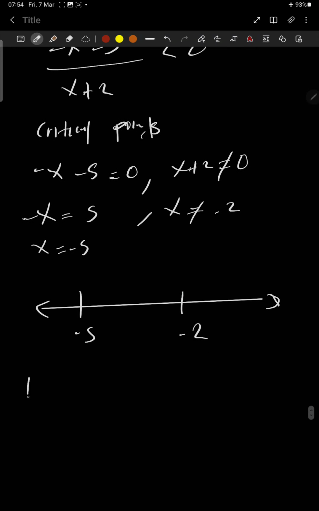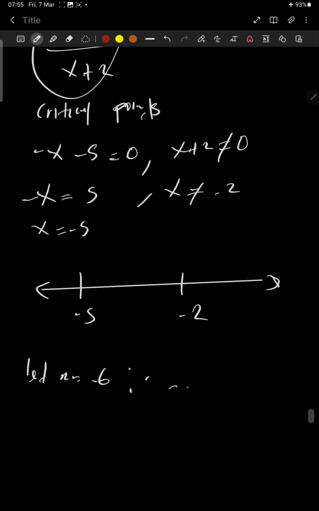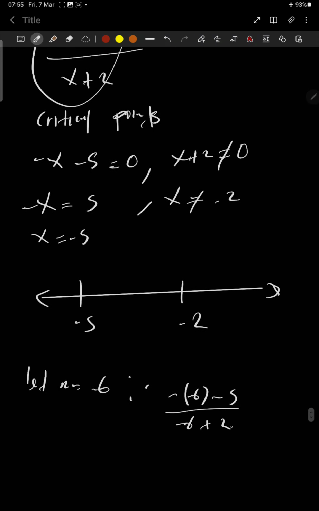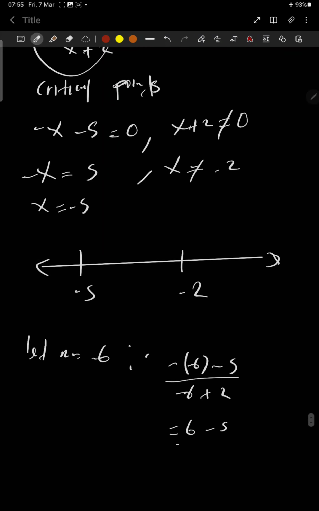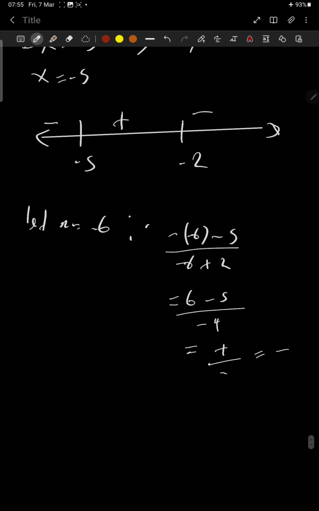So I'll pick a value which is less than negative 5. Let x be equal to negative 6. Okay. So I'm going to replace it where I took the critical points from. Negative 6 minus 5 over negative 6 plus 2. So this would be negative 6 minus 5 over negative 4. Then negative 6 minus 5 is negative, then negative divided by negative is positive. So this would be positive, negative, positive.